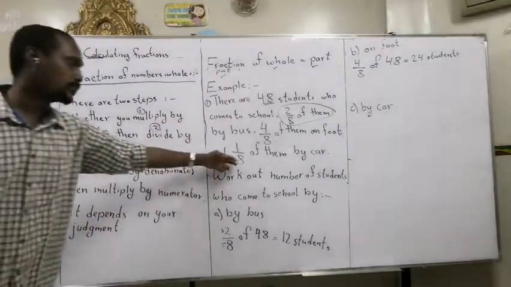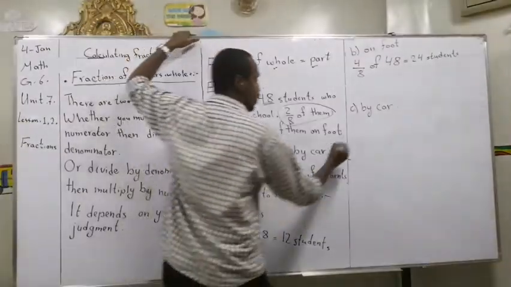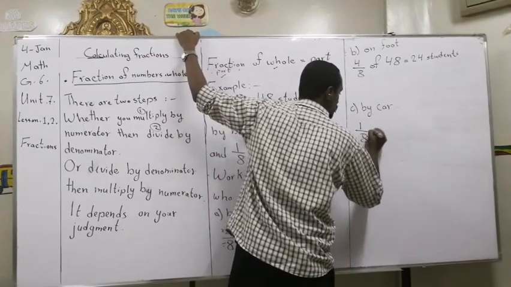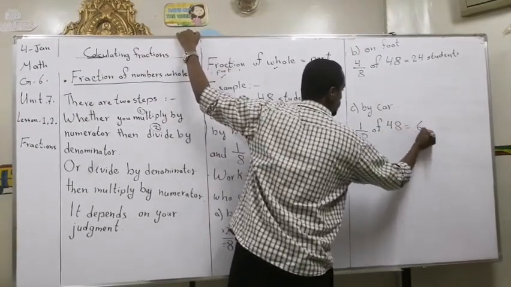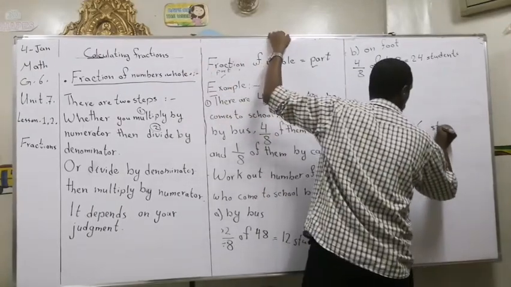Okay, the last one, by what? By car. This is the fraction of the car. So it will be 1 over 8 of 48, which is what? Which is 6 what?